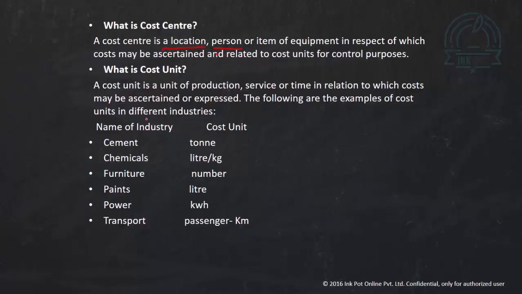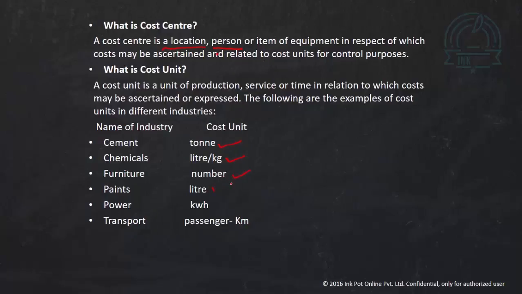Next, cost unit. Cost unit means per unit cost. Now in case of cement, we calculate the cost per ton, right? In case we are producing chemicals, its cost is calculated in liters. If we are producing furniture, we calculate the number of desks, number of chairs produced. So the number will be cost unit.